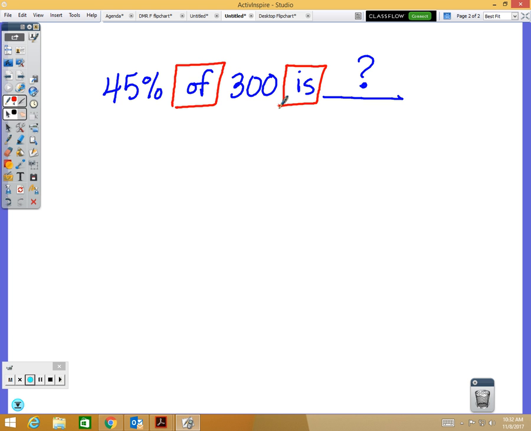What does the word of mean in math? Multiply. And what does the word is mean? Equals. Good. Like if I said 5 plus 2 is 7. Is means equals. So we're doing 45% times 300 to get our answer. Now, we cannot put 45% in our calculator, most calculators. You want to turn 45% into a decimal.